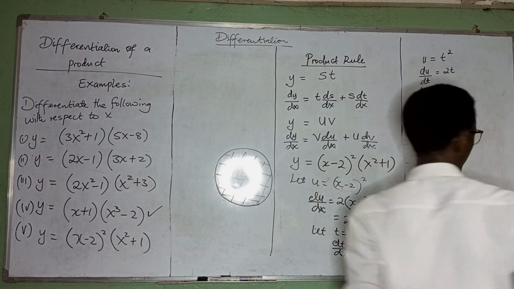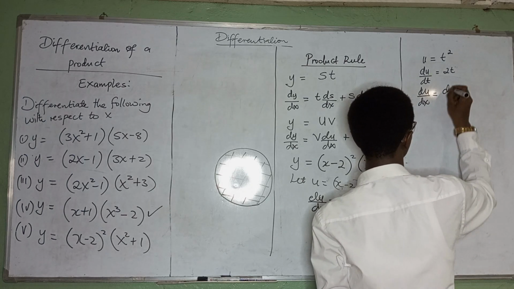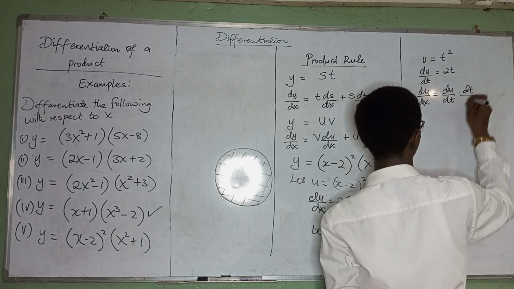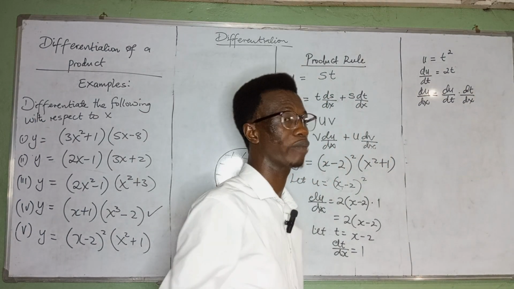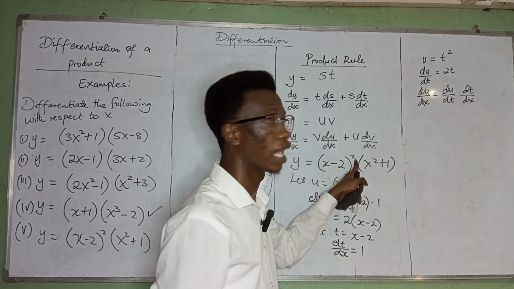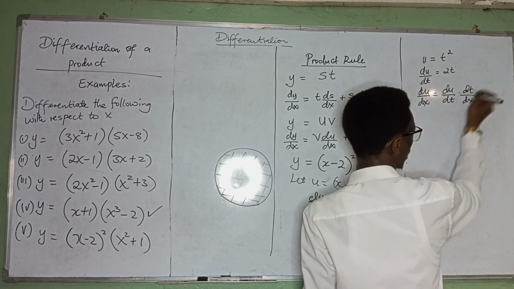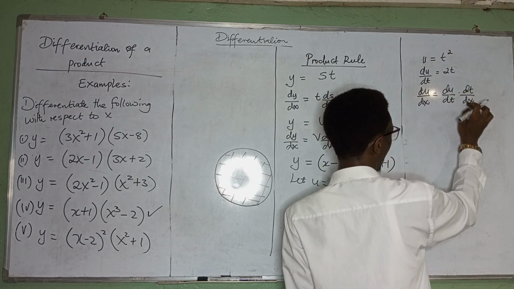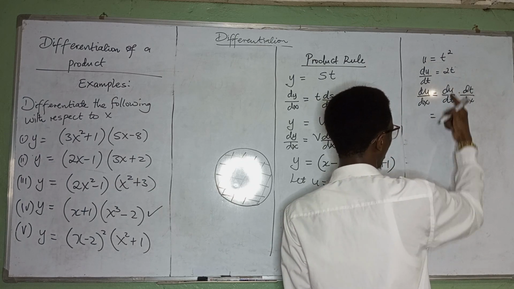So we are going to use now the differentiating a function by a function formula, which says du by dx becomes du by dt multiplied by dt by dx. That's the formula for you to differentiate a function by a function when you have a bracket and it is raised to a power. If you cancel this and this, you are going to have again du by dx. Okay, so now we just substitute into this.